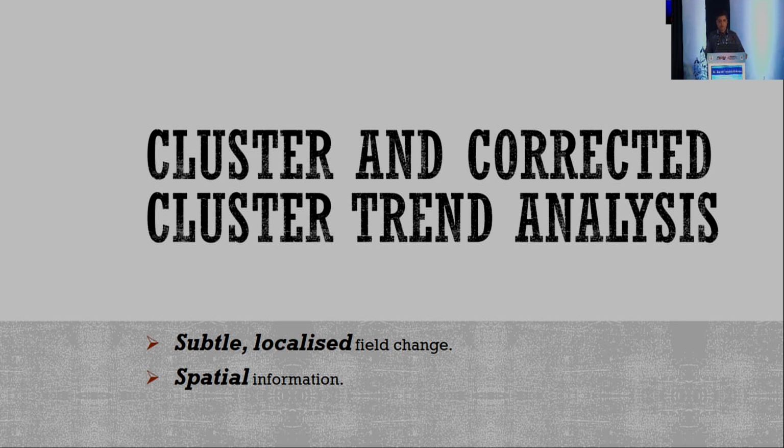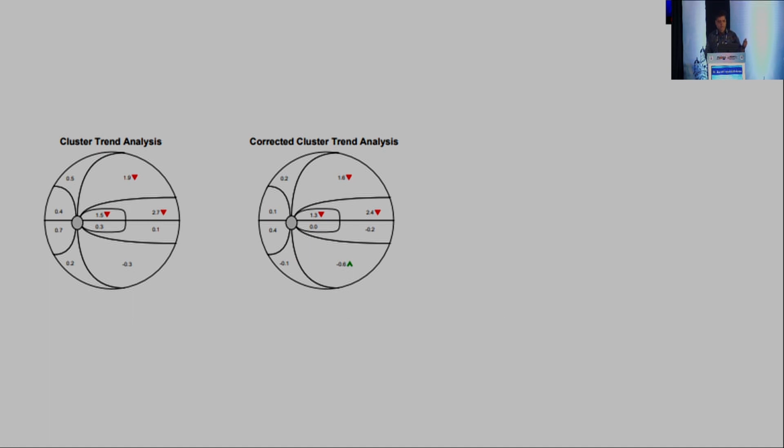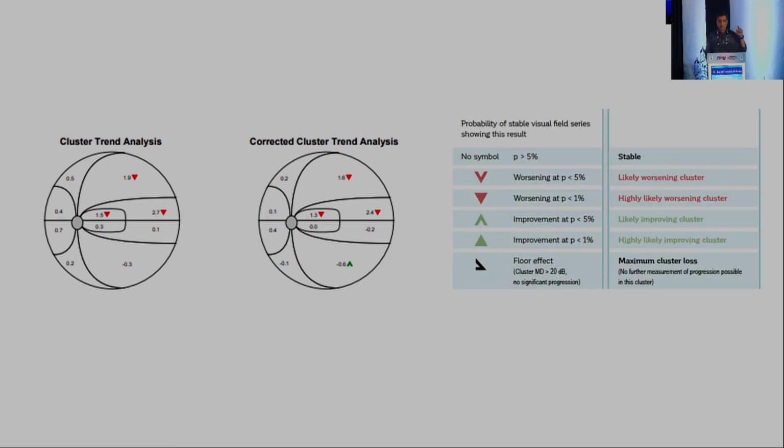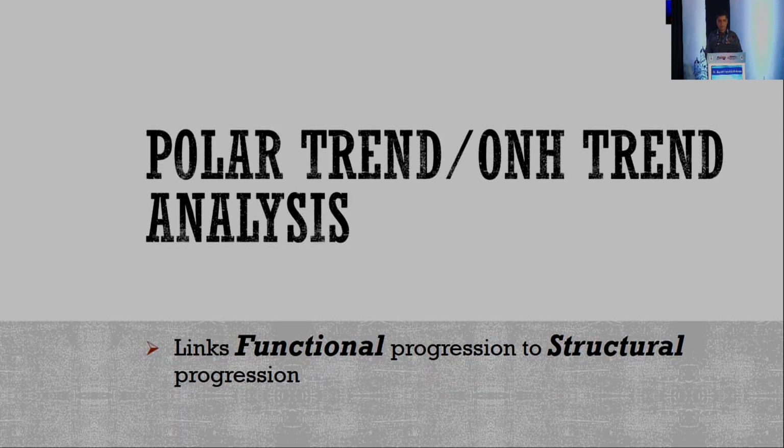This is helpful for detecting subtle localized field change, and also, unlike the trend lines, it starts giving you spatial information of where this is happening. So this is our base patient example. You can see that it is the 3 supranasal cluster area that is actually worsening in this particular patient, and the color coding is again pretty clear. The inverted red triangles tell you that it's actually worsening in those areas. This does not really require an explanation. You immediately look at it, you understand this is where it is worsening.